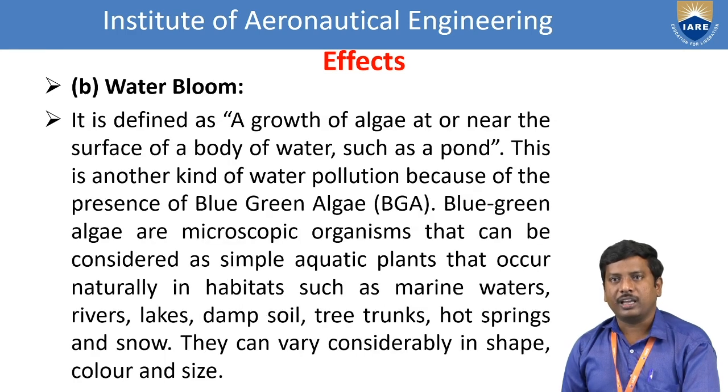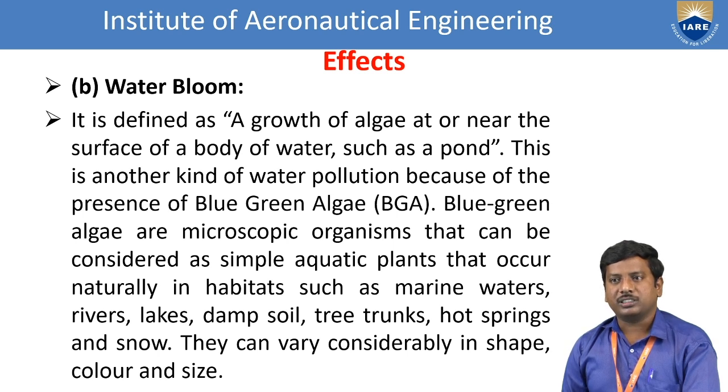And next we see the effects of water pollution on water bloom. It is defined as a growth of algae at or near the surface of a body of water, such as a pond. This is another kind of water pollution, caused by the presence of blue-green algae, abbreviated as BGA. Blue-green algae are microscopic organisms that can be considered simple aquatic plants that occur naturally in habitats such as marine waters, rivers, lakes, damp soil, tree trunks, hot springs, and snow.